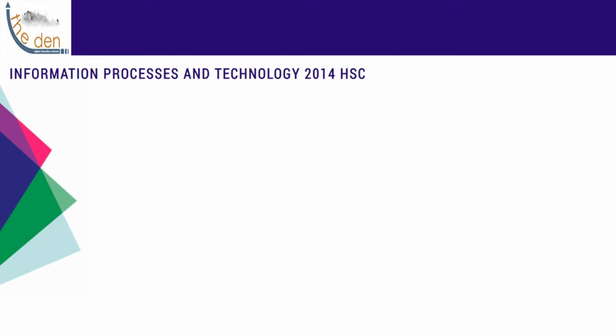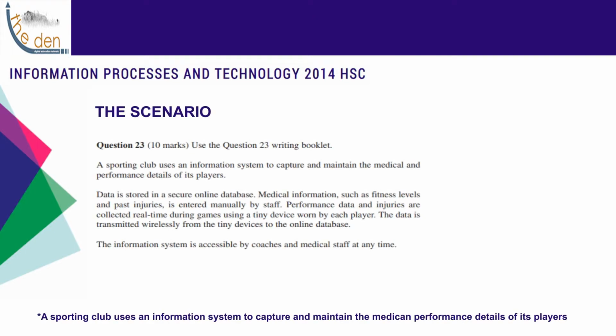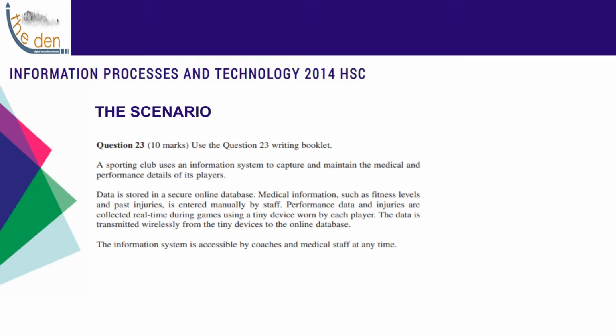Before we can get into the question, let's go back over the question 23 scenario. A sporting club uses an online database for medical information, such as fitness levels and past injuries, which is entered manually by staff. Performance data and injuries are collected in real time during games using a timed device worn by each player. The data is transmitted wirelessly from the timed device to the online database. The information system is accessible by coaches and medical staff at any time.